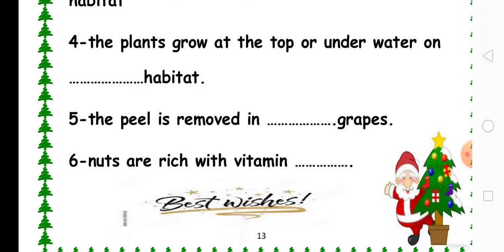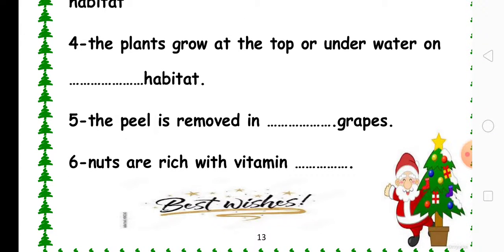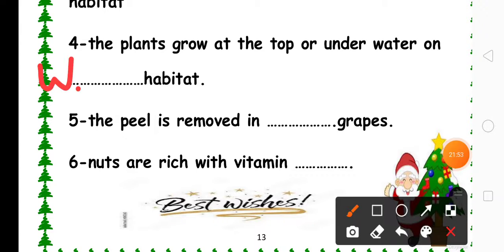After that, number 4, the plants grow at the top or under the water. Yes, we can find plants at the top or under the water in the wetland habitat. So write wetland.